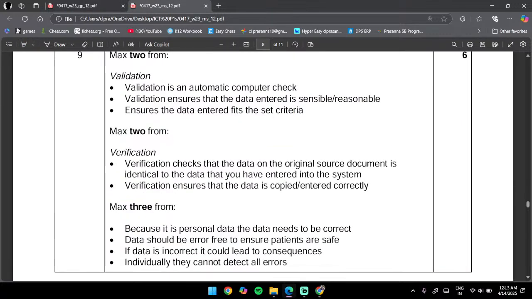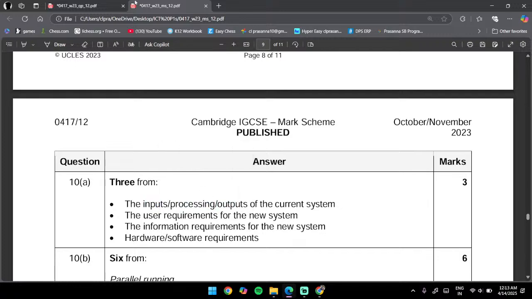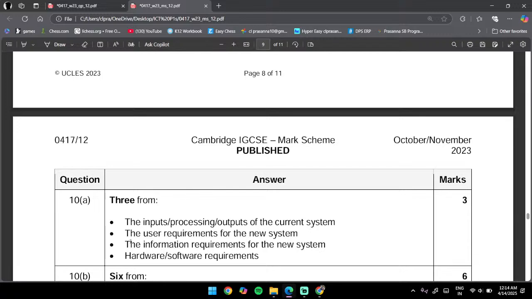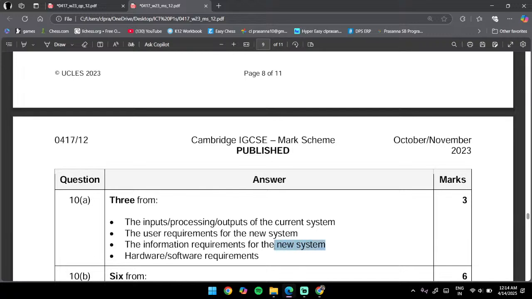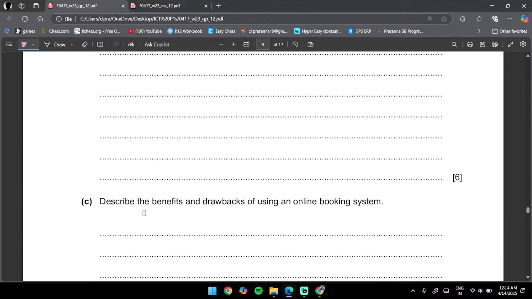Let's check. So, oh my days, yes, the input, processing, and output of the system. The system analyst should know how the inputs are going to be of the system, how the outputs are going to be, how the system is going to process them. The user requirement, I said that. The hardware, software, said that. The information requirements for the new system. Oh yes, so for the new system, what are all the requirements? The information about it, right? Oh, how did I miss that? No problem.